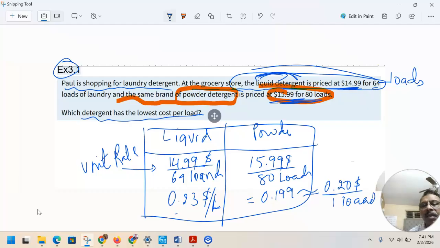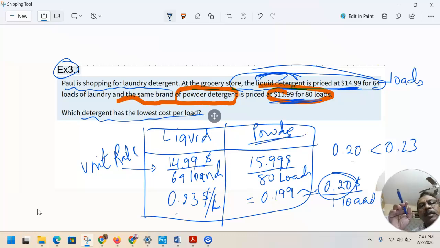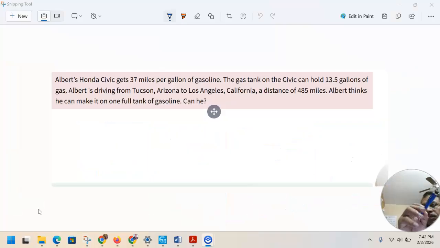You can clearly see 0.20 is less than 0.23. It means the powder detergent is cheaper than the other. Okay, so I hope that part is taken care of, and now we have to do the next one.